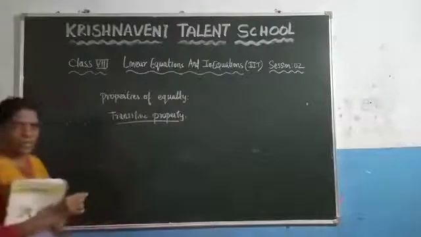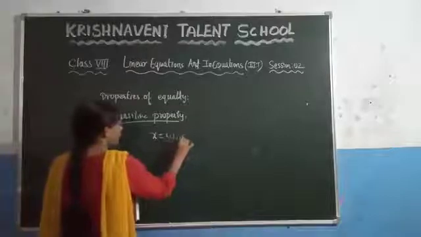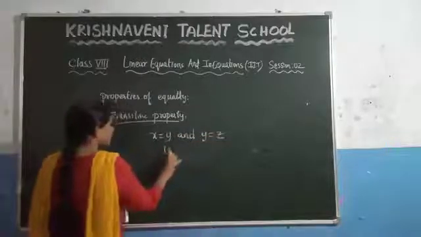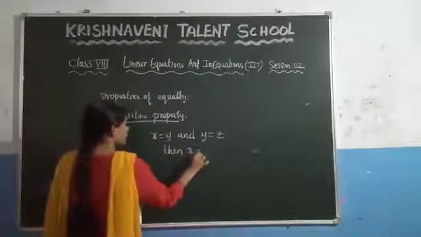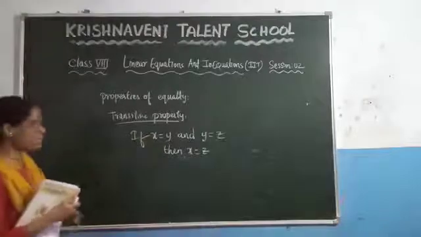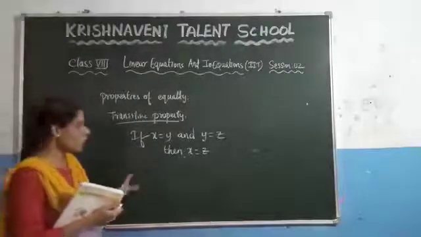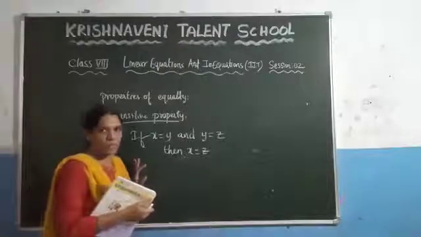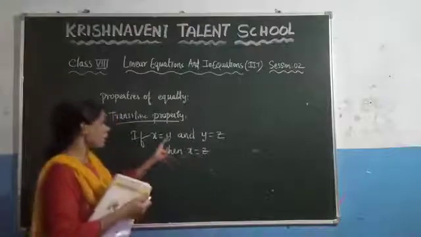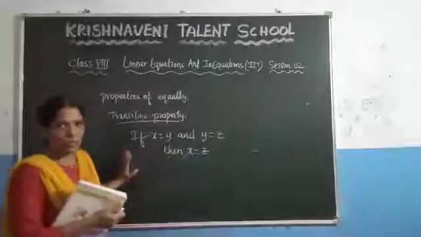What the transitive property says here is that if x is equal to y and y is equal to z, then we can state that x is equal to z. If this property holds, then we call it the transitive property. What it states: if you consider any three variables, if x is equal to y and y is equal to z, then you can equate x is equal to z. That property we call the transitive property.